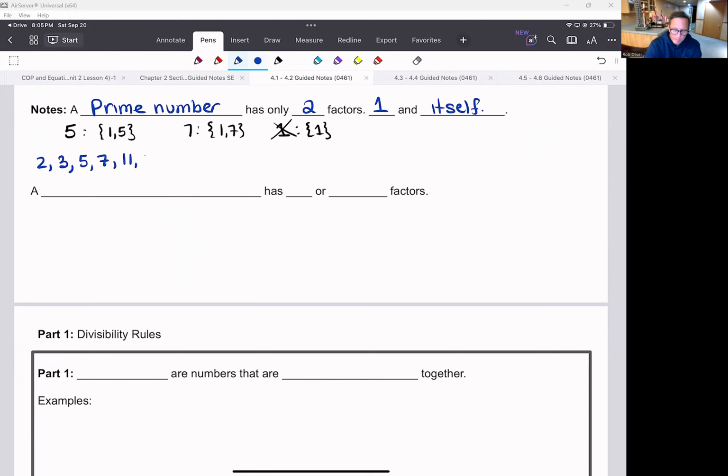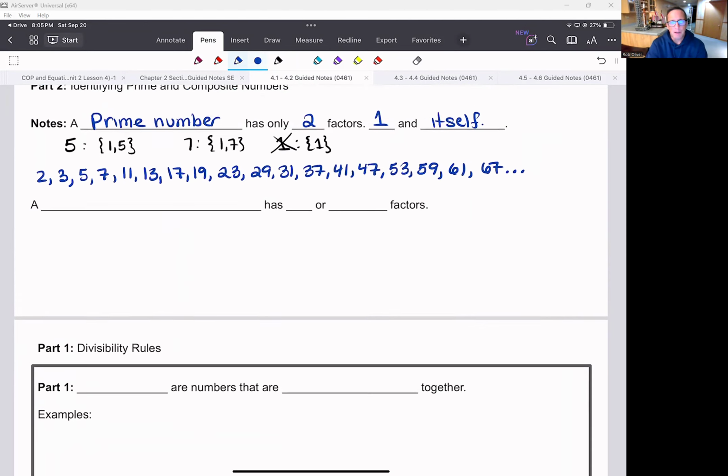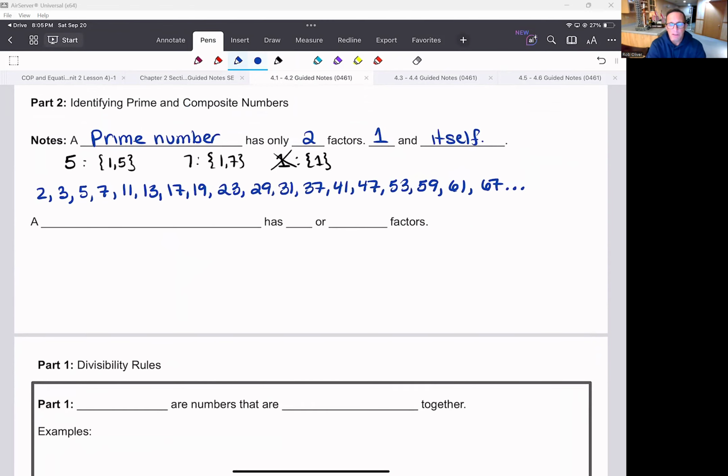8, 9 is not, 10 is not, 11 is, 13 is, 17 is, 19, 23, 29, 31, 37, 41, 47, 53, 59, 61, 67, and they just keep going, right? But I went far beyond what I needed to there. But yeah, the prime numbers go on. They are infinite. They definitely get further and further apart as you go on through all the numbers. But there's an infinite number of prime numbers.